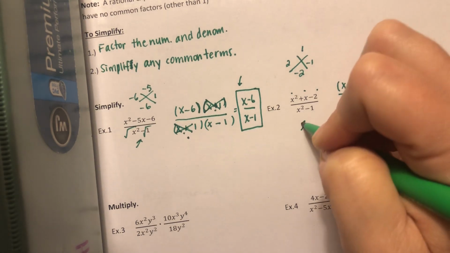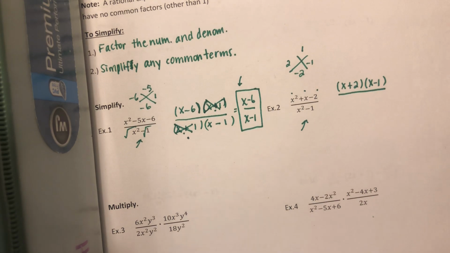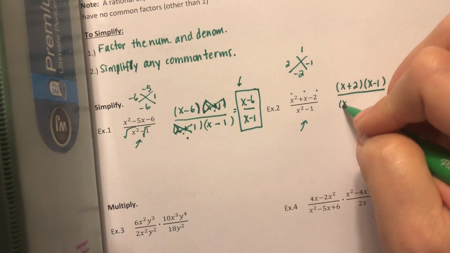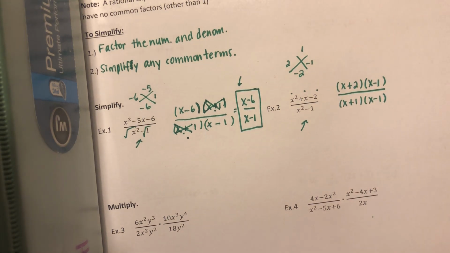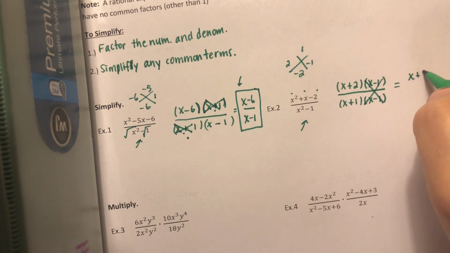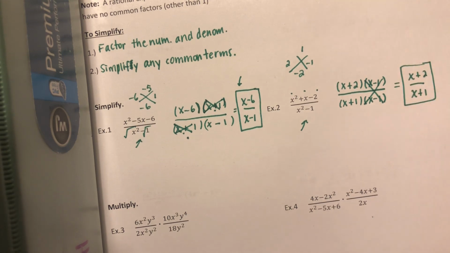You'll notice the bottom is the same difference of squares as the one before. So this is just x plus 1, x minus 1. Does anything simplify? Well, right there, those lined up really nice. And the final answer is x plus 2 over x plus 1.